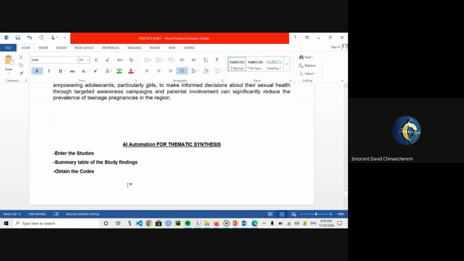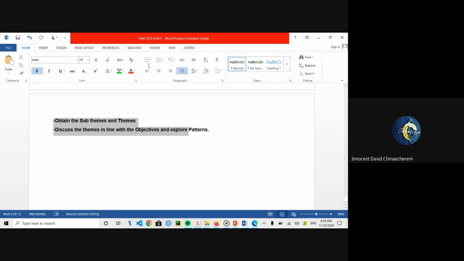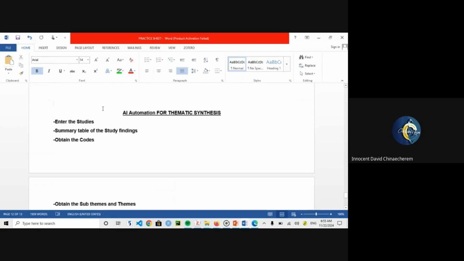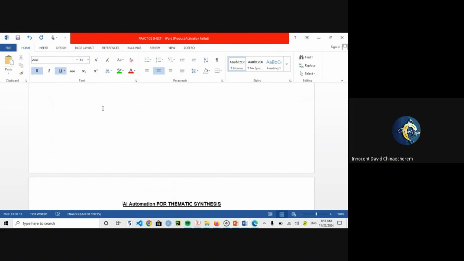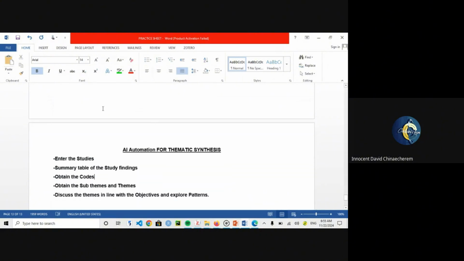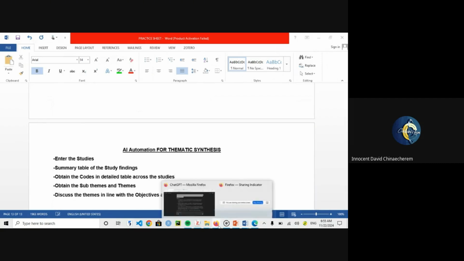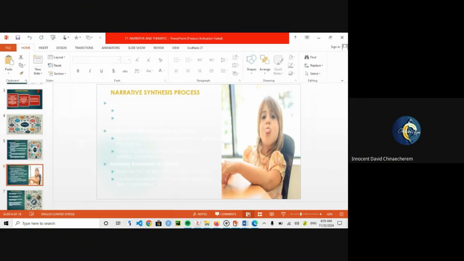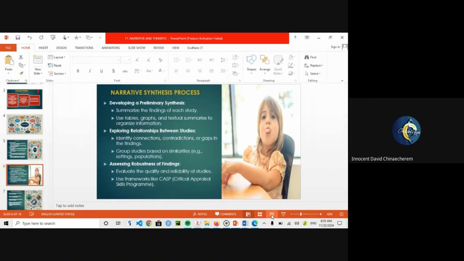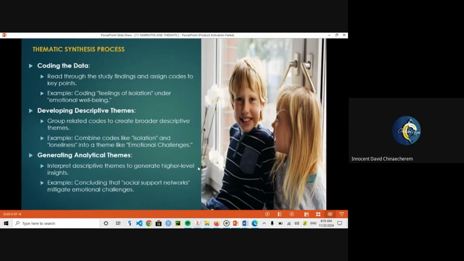In terms of your thematic synthesis, it's still the same process, similar prompts that I just gave here. You have all your qualitative studies, you put them in, you enter the study, you get the table of findings, it asks you to get the code in a detailed way across studies. Then you attend the sub-teams, you discuss it and explore patterns. So it's still something that you cross-check properly and thoroughly to make sure everything is well detailed. And remember, we are still ongoing there.